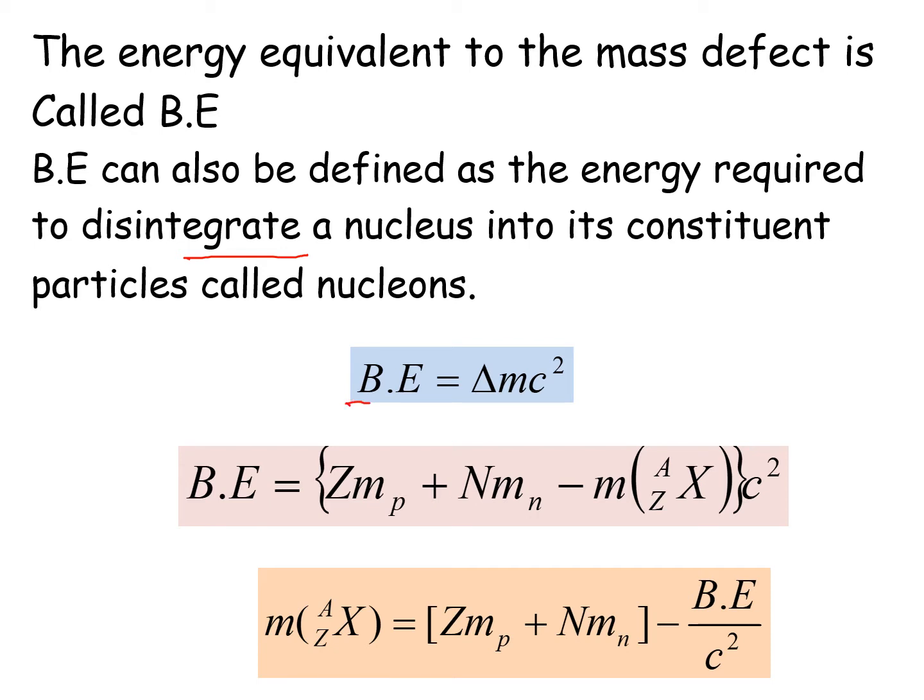But here binding energy is equal to delta m into c square, where delta m is a small difference in the mass. From the previous slide, we have substituted the value of delta m here, and from this relation we can calculate the mass of the required nucleus, where the nucleus is denoted by X, A is the total number of nucleons and Z is the total number of protons in the nucleus. So that is equal to number of protons into mass of protons plus number of neutrons into mass of the neutron minus binding energy upon c square.